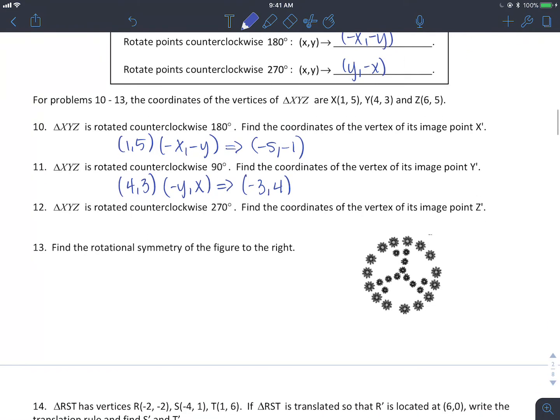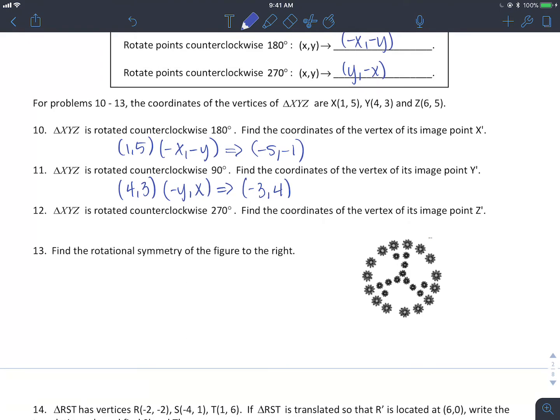And then on number 12, we're going to be rotating 270 to point Z. So we're going to take 6, 5. Rotating at 270 is y, negative x. If we do y, negative x, we're going to get 5, negative 6.